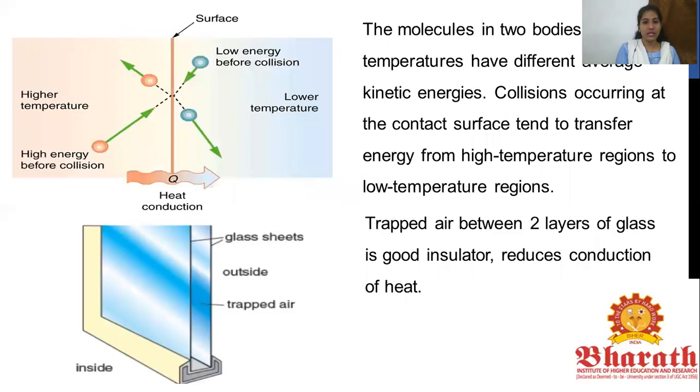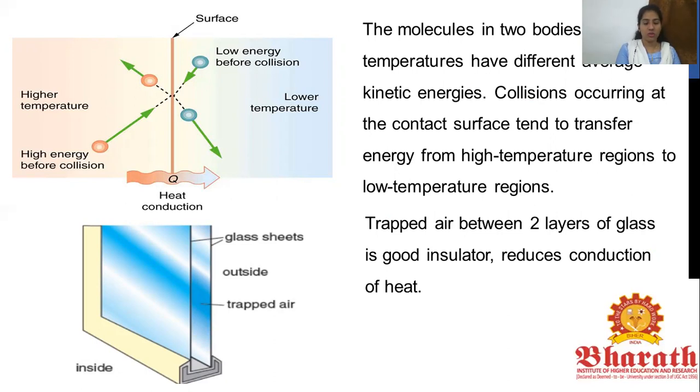So looking at this, the molecules in two bodies at different temperatures have different kinetic energies. The collisions occurring at the contact surface tend to transfer energy from high to low temperature regions. If it was a single element, a single glass panel or a single wall, you have one side with a higher temperature and the other side with a lower temperature. Even though one side of the wall has a higher temperature, these molecules collide with one another and transfer the energy and heat to the other molecules on the lower side. So the transfer of heat happens from one face to the other.